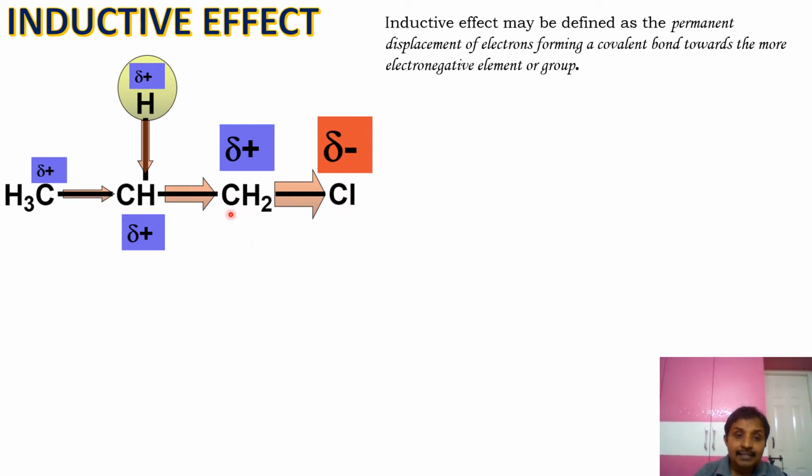Next, the carbon gets a partial positive charge. This partial positive charge attracts the bond pair of electrons between this carbon atom and the next carbon atom. As it gets a positive charge, the next carbon atom also gets a positive charge. This positive charge attracts the bond pair of electrons between the hydrogen and carbon, and also the bond pair from the next carbon. So the electronic movement is taking place.